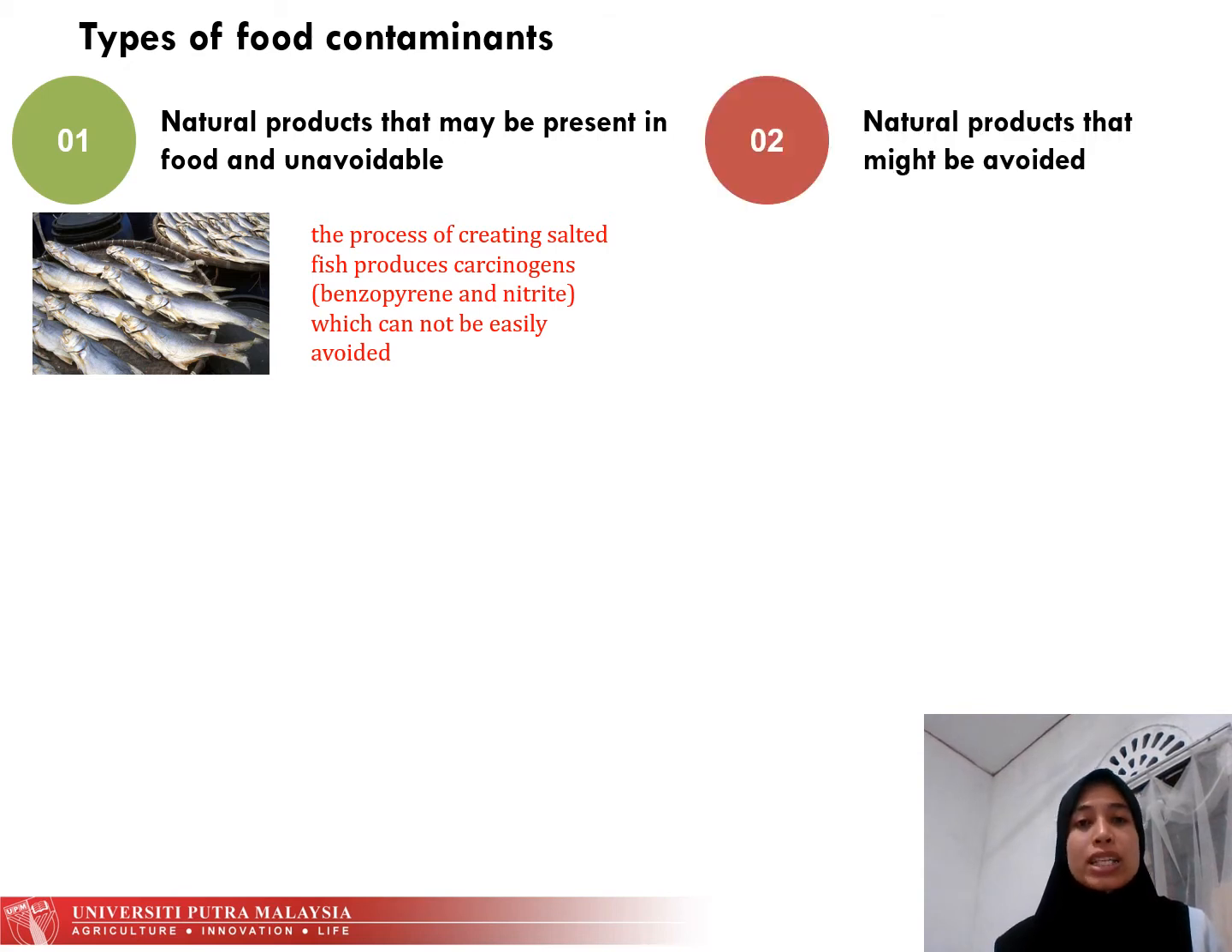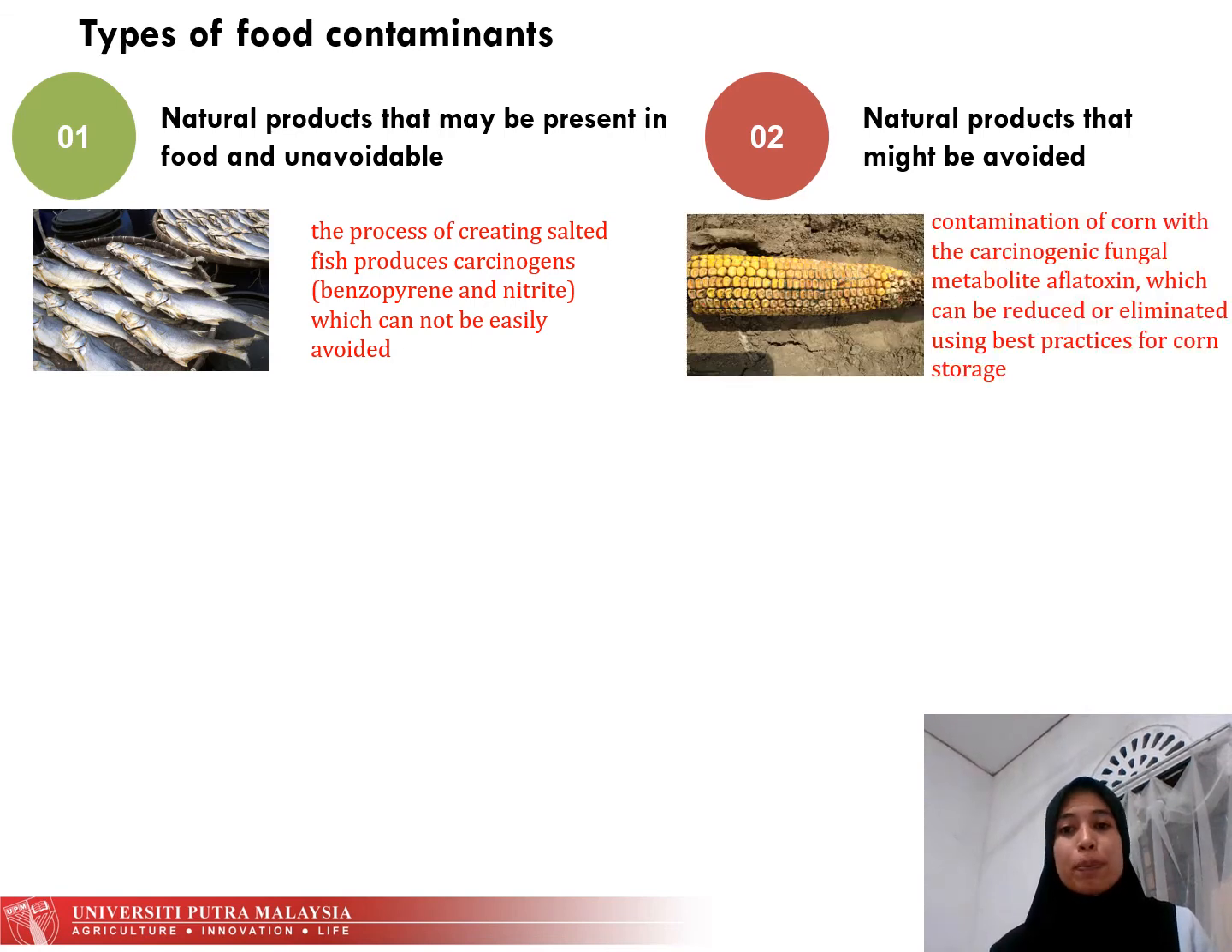The second one is a natural product that may also be present in the food, but it can be avoided. For example, the contamination of corn with the carcinogenic fungal metabolite called aflatoxins. We can see the presence of aflatoxin in the corn by looking at the brown color on the surface of the corn. But aflatoxin can be reduced or eliminated by using best practice for corn storage.